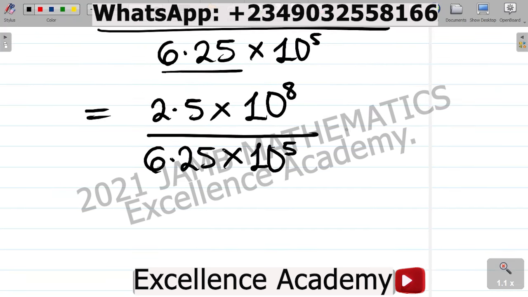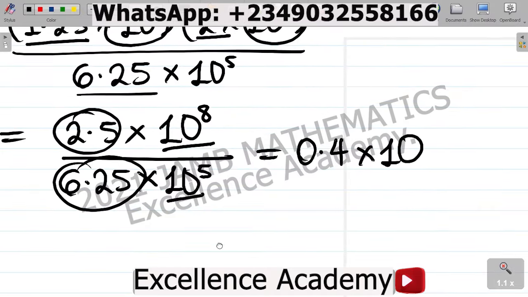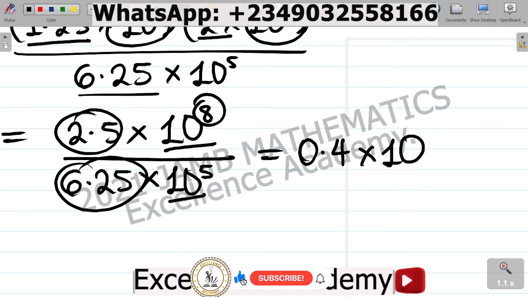Now what do you do here? This will be equal to, I'll divide this and this. That's 2.5 divided by 6.25. That's about 0.4. So I have 0.4. Again, I have 10 and 10 here. So it becomes times 10. In this case, they are dividing. So this divided by this, 10 to the power 8 divided by 10 to the power 5. And when they divide, what do you do? You subtract their powers. So 8 minus 5, that gives you 3. So this is equal to 0.4 times 10 to the power 3.